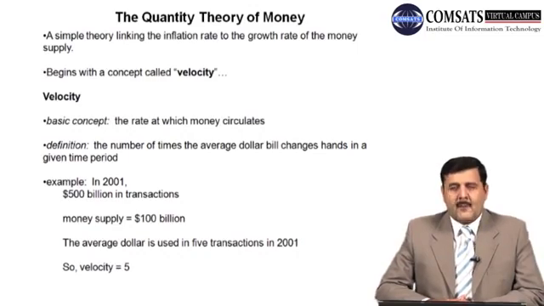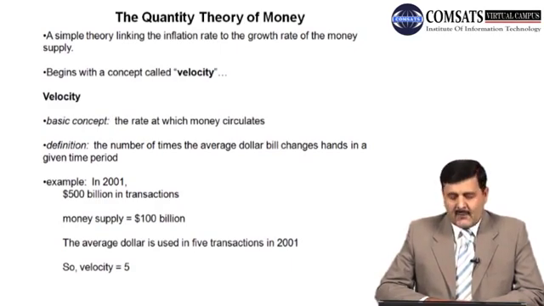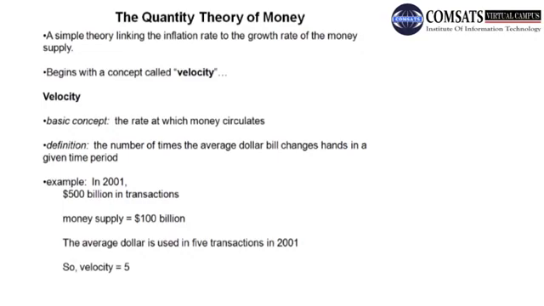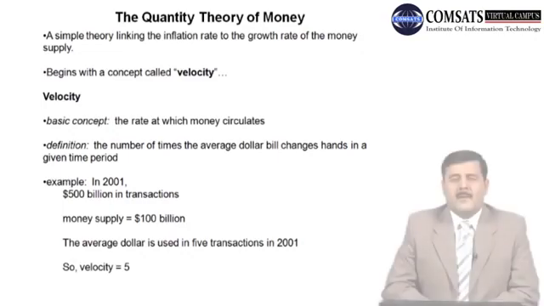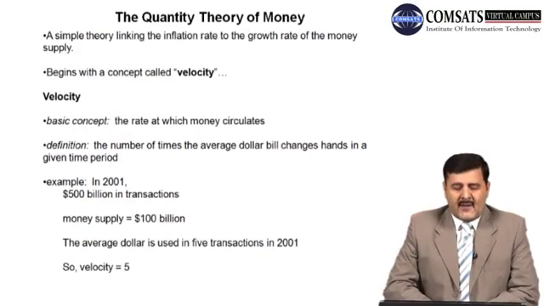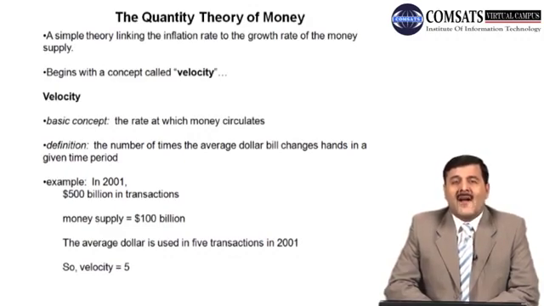In 2001, there are $500 billion in transactions. The money supply actually is $100 billion. So the average dollar is used in 5 transactions in 2001. So we can say that the velocity is 5. So in this example we saw that in 2001, in a particular time period, if the money supply in the economy is 100 and the total transactions in the economy are $500 billion, we can say that each dollar is in circulation, in transactions, 5 times in 2001. So the velocity is 5.